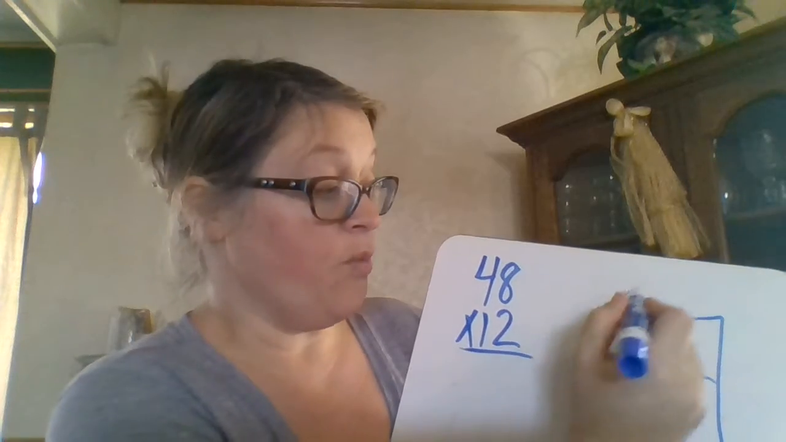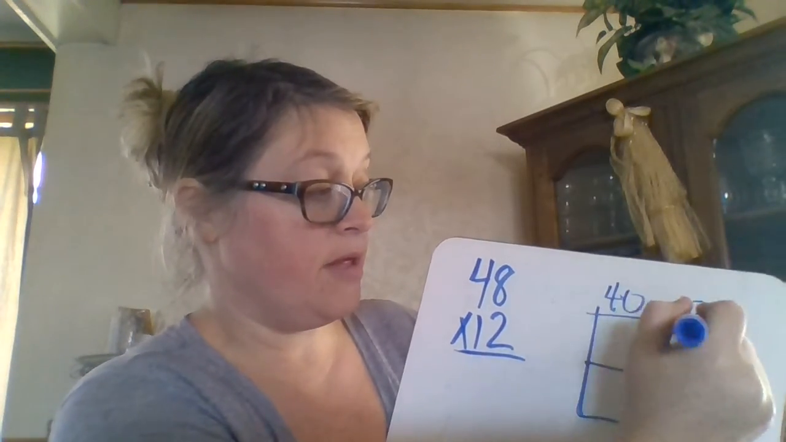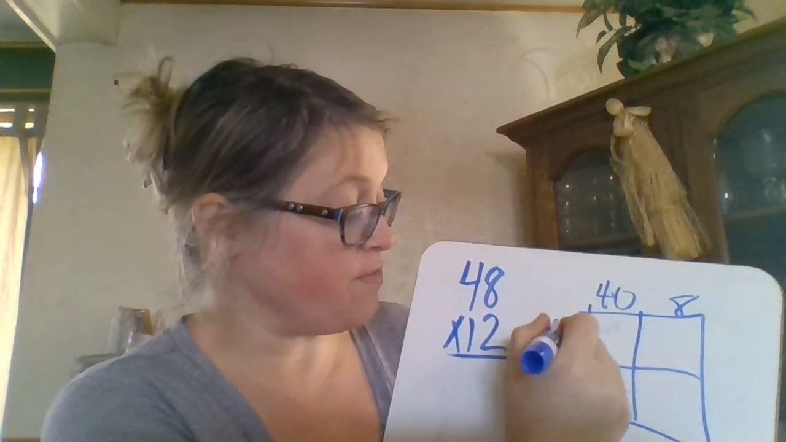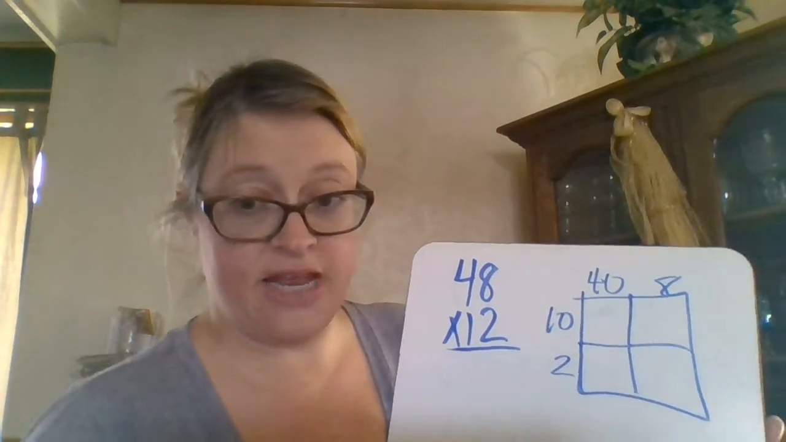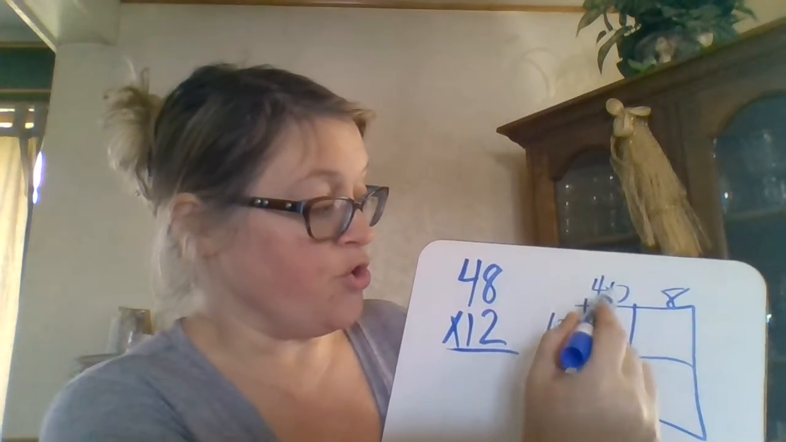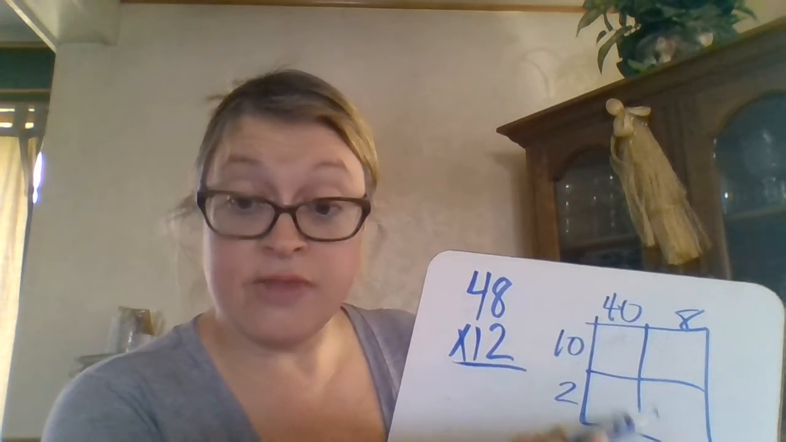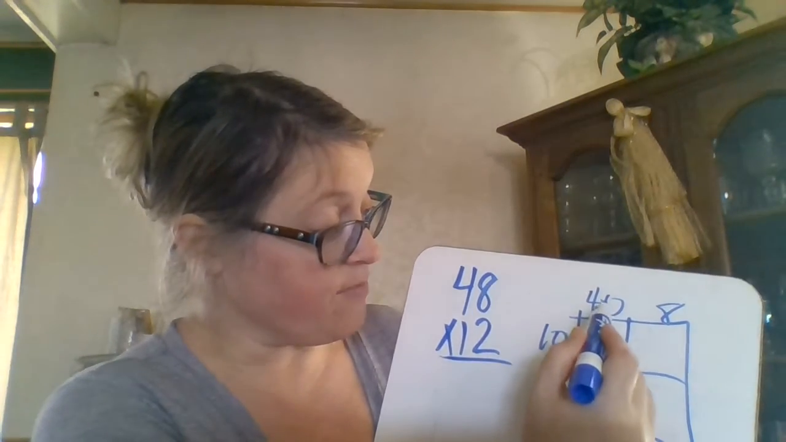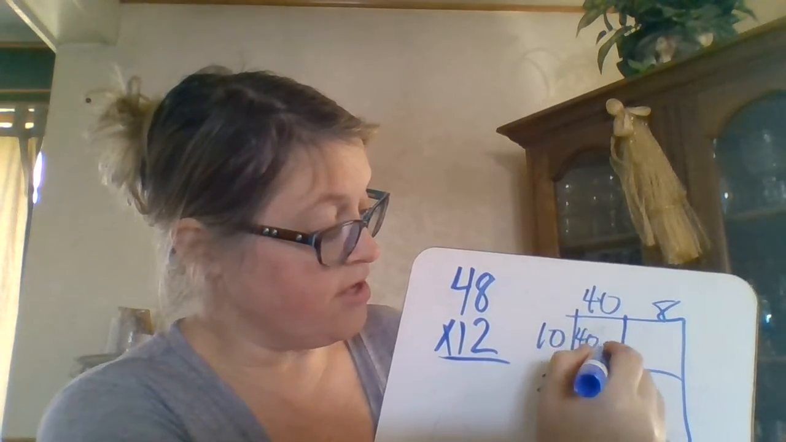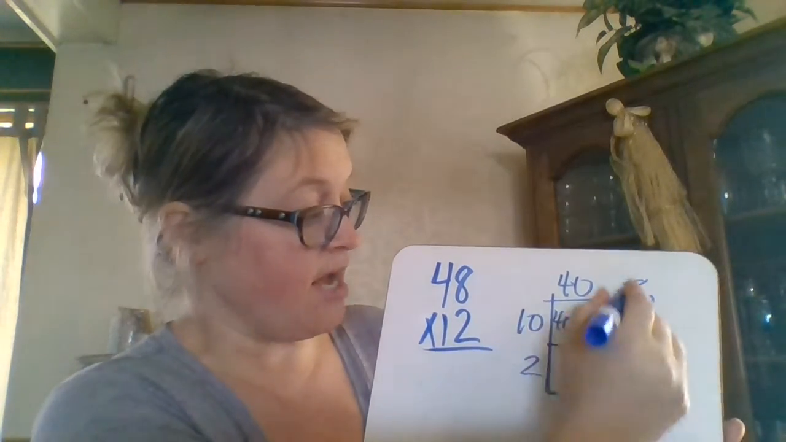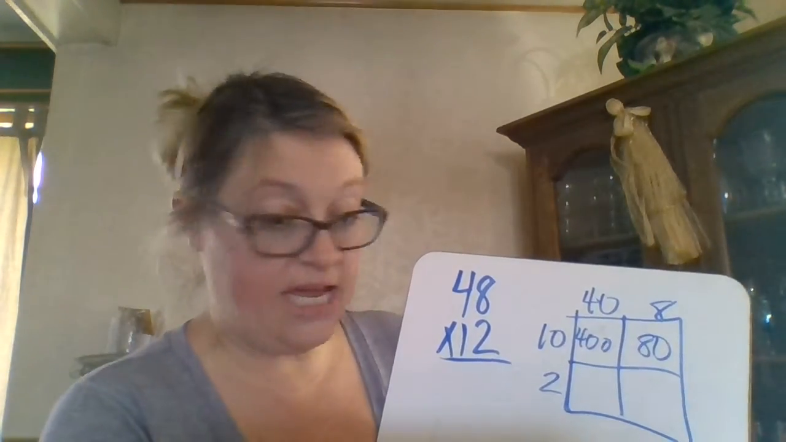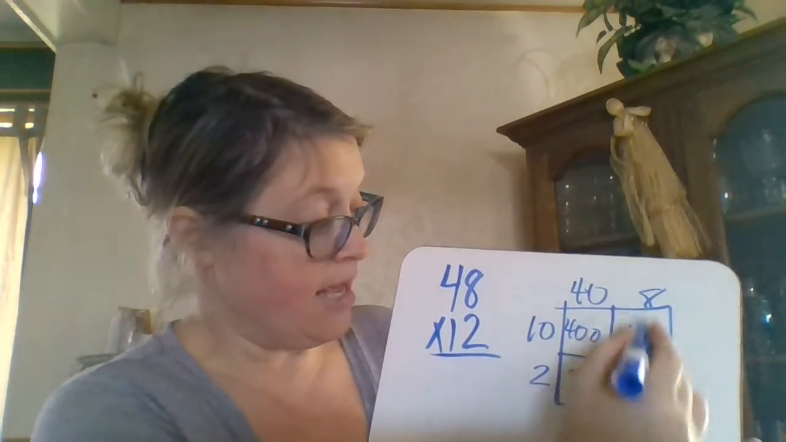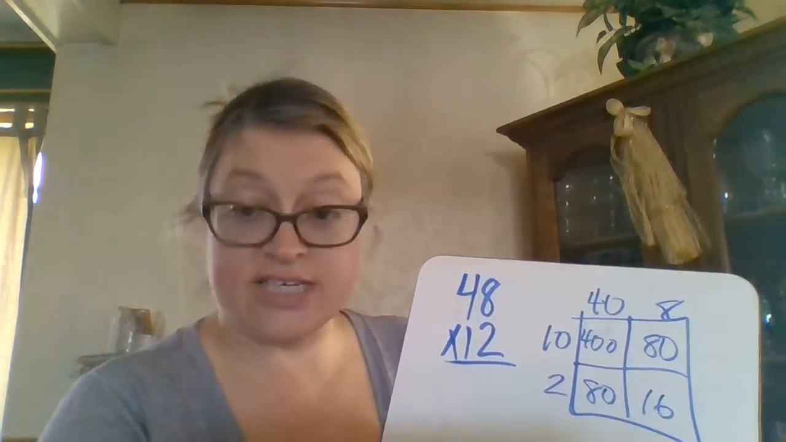So 48, we are going to split that up at the top of our box, 40 and 8. Now 12, we're going to split up here on the side of the box, 10 and 2. Now you do your area model, length times width, and fill in each box. So this is 10 times 40, which is 400. 10 times 8, which is 80. 40 times 2, which is 80. And 8 times 2, which is 16.